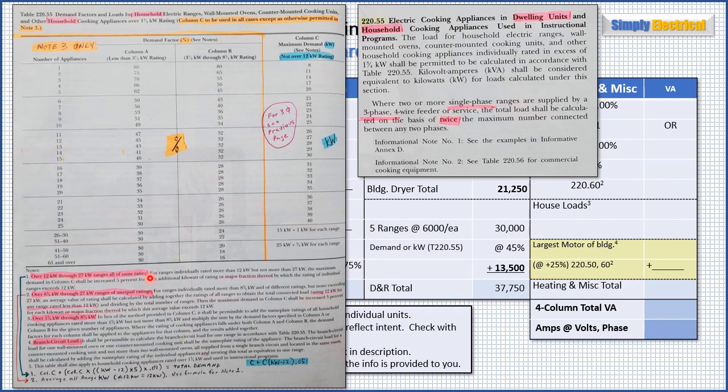Okay, so what if they're not the same rating? Well, let's go down to note 2. Over 8 3/4 kW through 27 kW ranges of unequal ratings. For ranges individually rated more than 8 3/4 kW and of different ratings, but none exceeding 27 kW, an average value of ratings shall be calculated by adding together the ratings of all ranges to obtain the total connected load, using 12 kW for any range rated less than 12 kW, and dividing by the total number of ranges.